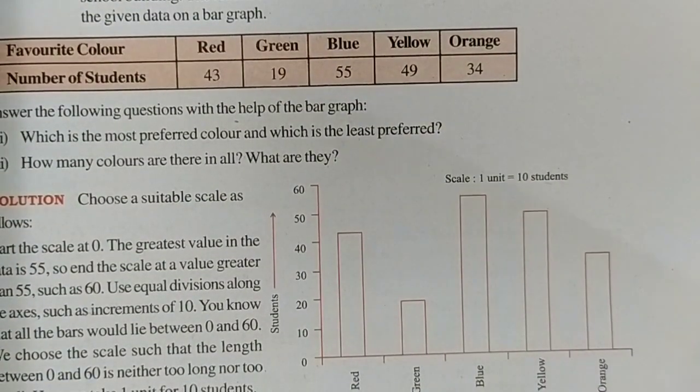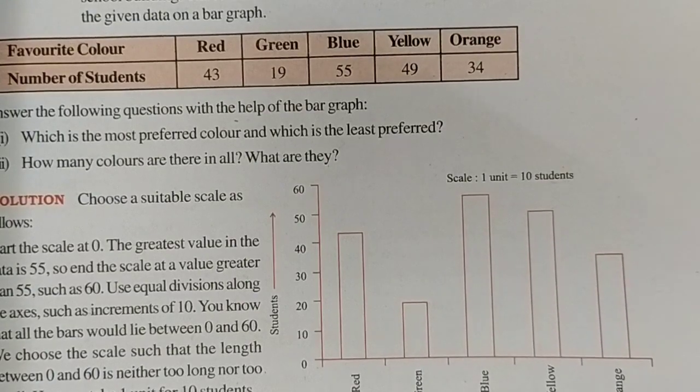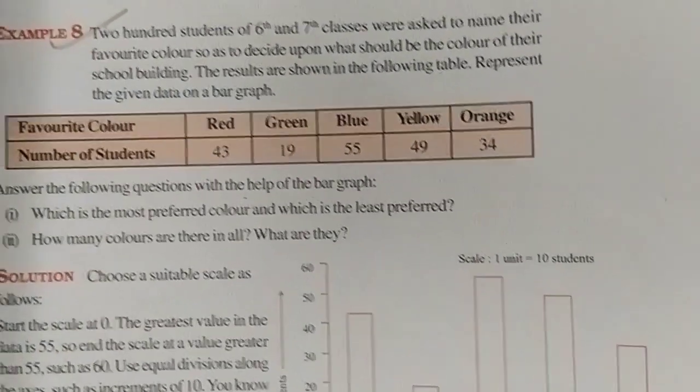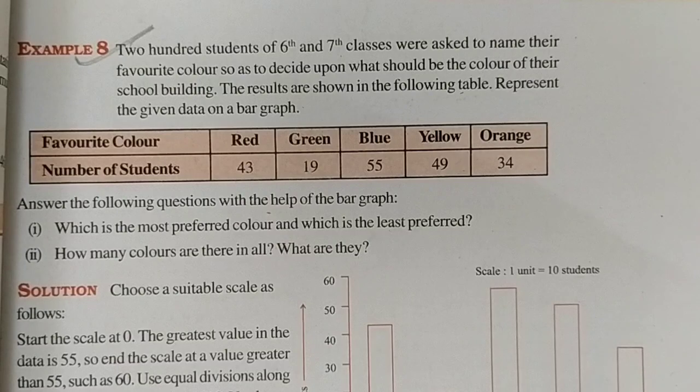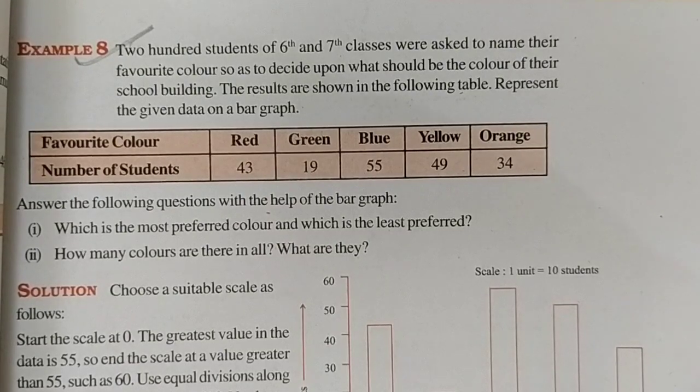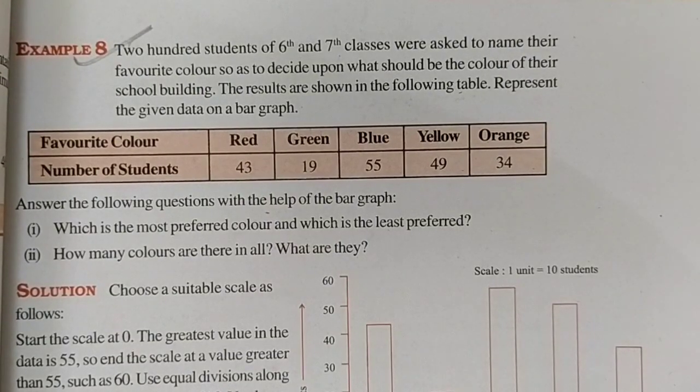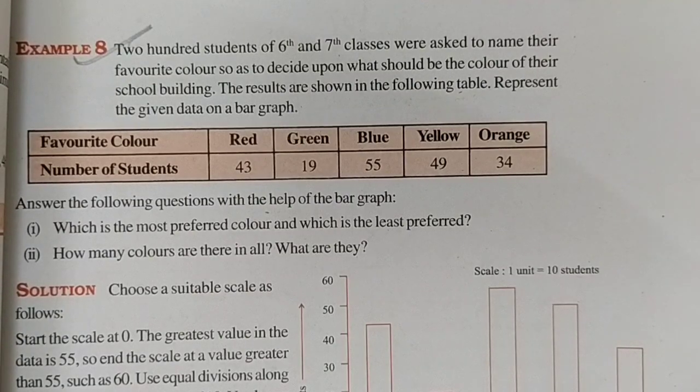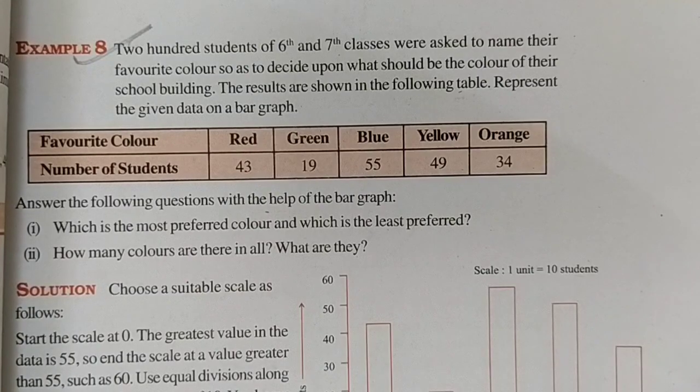The example is: 200 students of 6th and 7th classes were asked to name their favorite color so as to decide what should be the color of their school building. That is why they were asked their favorite colors. The results are shown in the following table. Represent the given data on a bar graph.